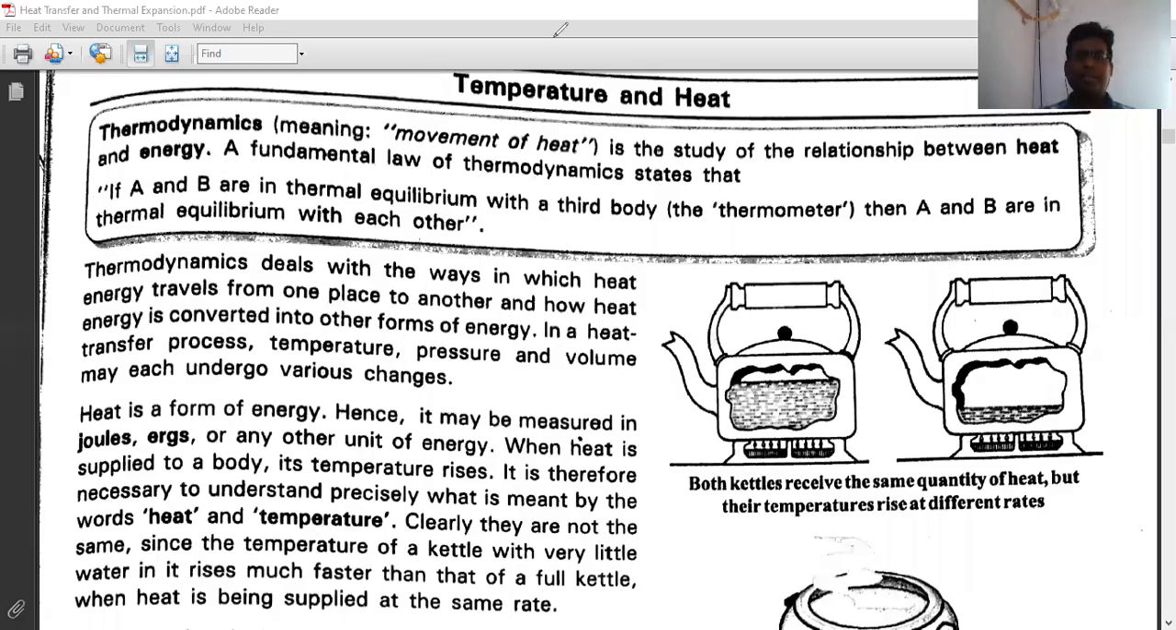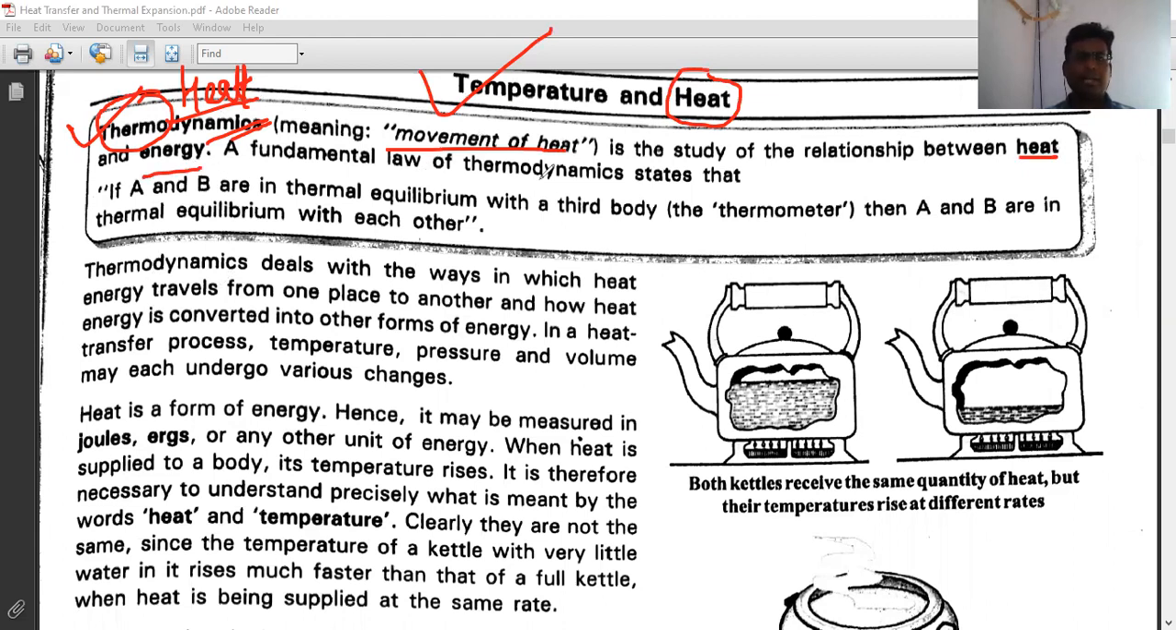Next point is temperature and heat. So thermodynamics, temperature and heat. So thermo means heat and dynamics means change. So due to heat, when there is change, that is called thermodynamics. So movement of heat, it is the study of relationship between heat and energy.